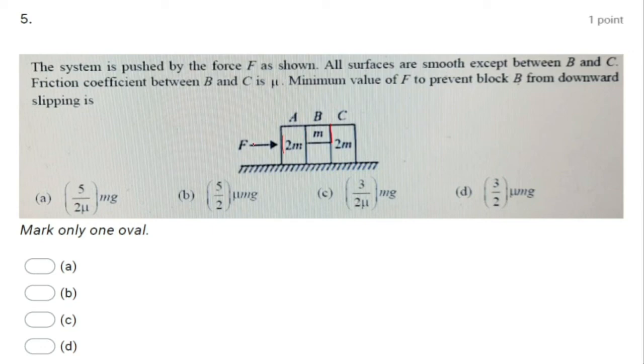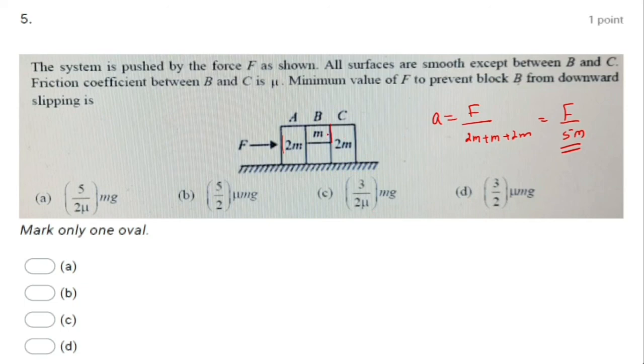That means when you are applying a force on these 3 blocks, we can imagine that these 3 blocks are moving together with a common acceleration. You say it as the common acceleration is equal to force divided by total mass. Total mass means what? 2m plus m plus 2m. That is equal to F divided by 5m. This is the common acceleration.